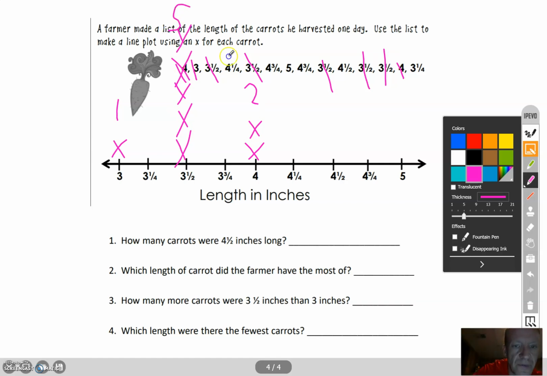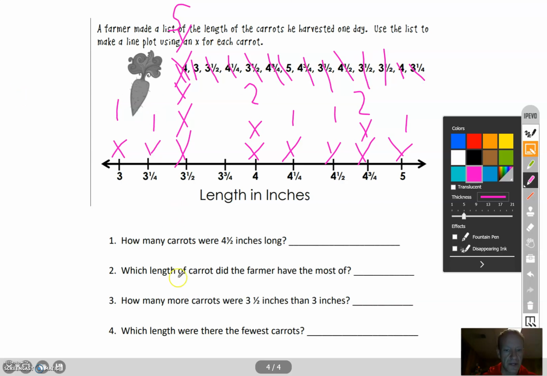Okay, the next one is 4 1/4 is 1. Okay, so I put 1 X there. The next one is 4 3/4, so I have 1, 2. The next one is 5, I only have 1. And then 4.5, I only have 1. And then 3 1/4, I only have 1. Okay, so all my data is here now. So I can go ahead and answer the questions based on the data that I chose. So let's go ahead and do that.